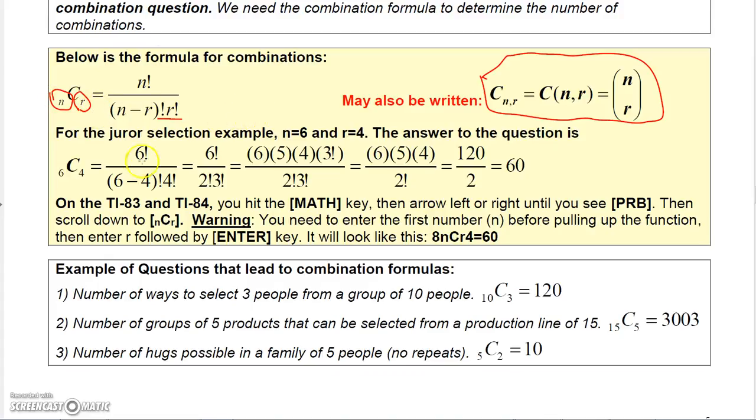Okay, so go back to my jurors. I had 6 jurors, but I only want to select 4 of them. So let's see how many choices I have. 6 factorial over 6 minus 4 factorial, 4 factorial. So that'd be 6 factorial over 2 factorial. Hang on, let me fix that.